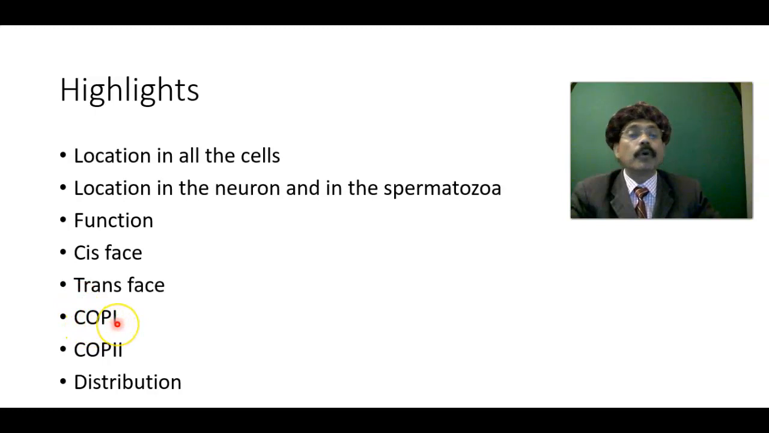We have COP1 that prevents the retrograde movement from the trans face to the cis face, and COP2 that helps in the progression of the protein from the cis face to the trans face. The Golgi is located near the nucleus, but it is not directly connected to the endoplasmic reticulum. It has polarity and plasticity; its shape and size may change. It is seen in all cells, and more prominently in secretory cells, like the goblet cell or any other secreting cell.